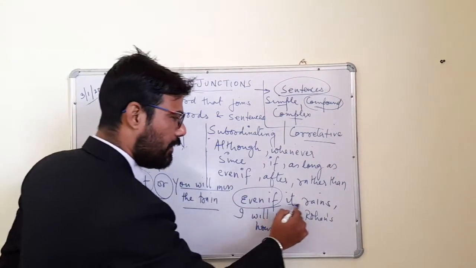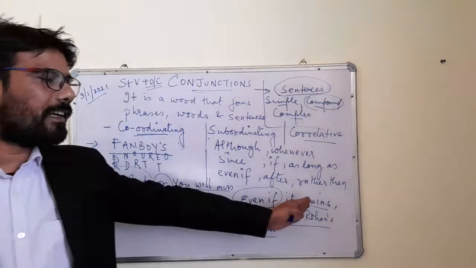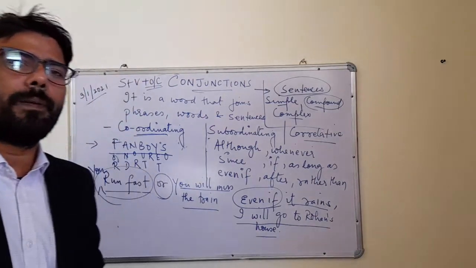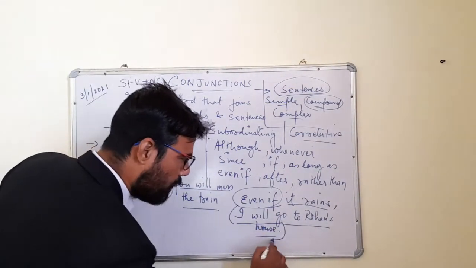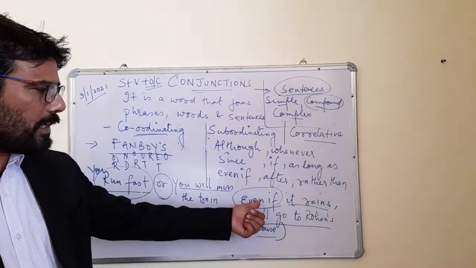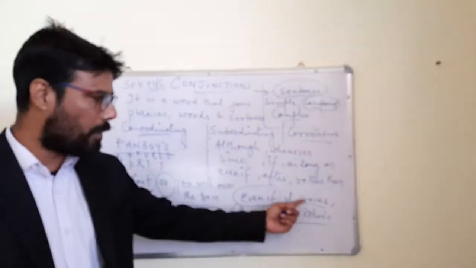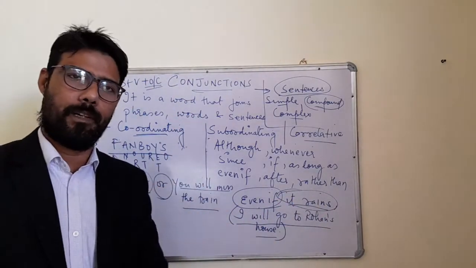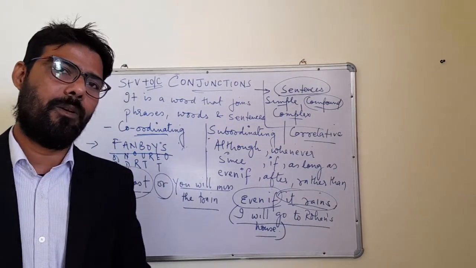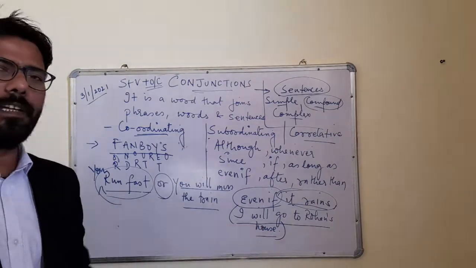Now, here it is: even if it rains, and here, I will go to Rohan's house. So it is very clear that "it rains" cannot stand independent. It needs something, and that something is this part of the sentence. So the word which has been used is my subordinating conjunction, as this part of the sentence is lame. It cannot stand alone. It needs the help of this one. Hence, it is a subordinating conjunction.